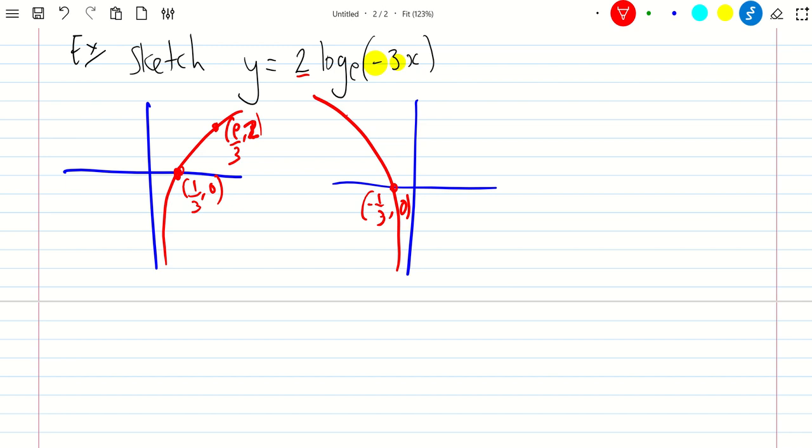Oh, this might be my final graph. Let's just cut it short for this one because there's no point going on. And then negative e over 3, 2. And so that's what my final graph will look like for that.